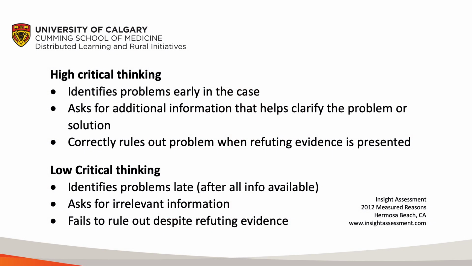This is the last slide on this video, but it's super important. I really like to think about this when I'm trying to decide how to assess a learner that's in my practice. So there's a difference between those that are really high critical thinkers and those that have low skill in critical thinking. And there's some points here that are important to think about. Those students who are really high critical thinkers are able to identify problems really early in the case. They ask for additional information that helps clarify the problem or solution, and they can correctly rule out problems when refuting evidence is presented.